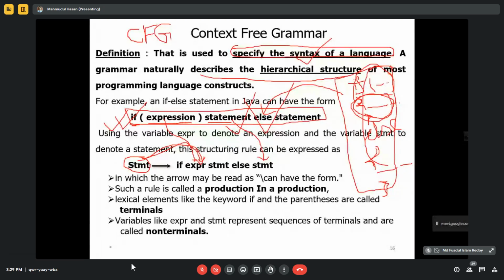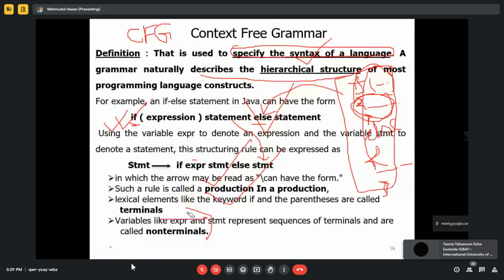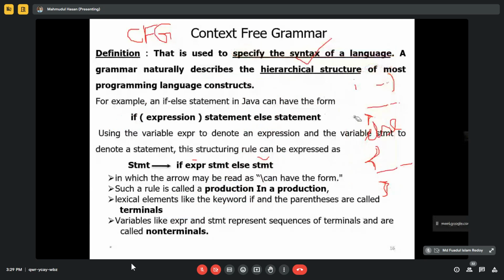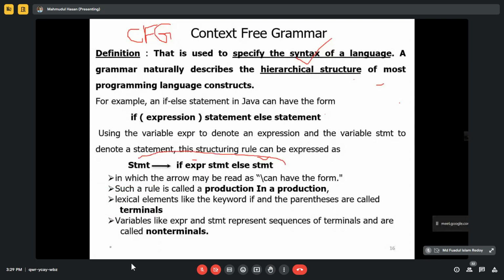That means statement, then an arrow. That means statement can have this form. There can be multiple forms. Suppose this one is a loop, this one is variable declaration, and so many. Only one example is shown here. So statement can have this form. And this is known as a production rule.